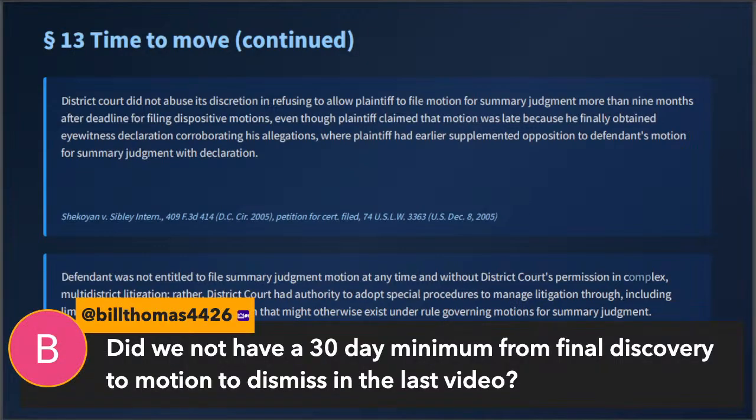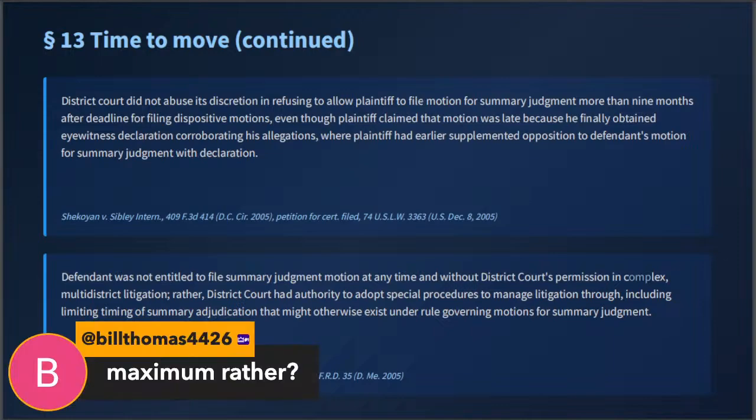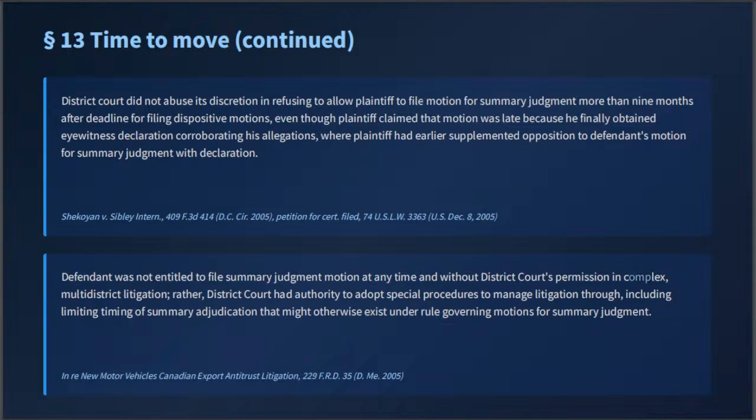Bill 4426 says, did we not have a 30-day minimum from final discovery to motion to dismiss in the last video? No, the 30-day minimum was something else. Bill 4426 says maximum rather. I have to go back and check on that, but there was a 30-day. Well, I know it's after discovery is complete, 20 days after discovery is complete. That's from this presentation here. The last one, I have to really think back exactly which limitation that was. If you want to give me a second, I could tell you right away.